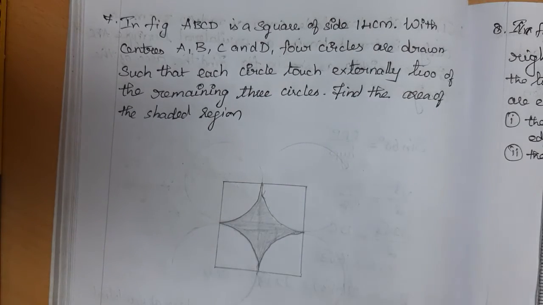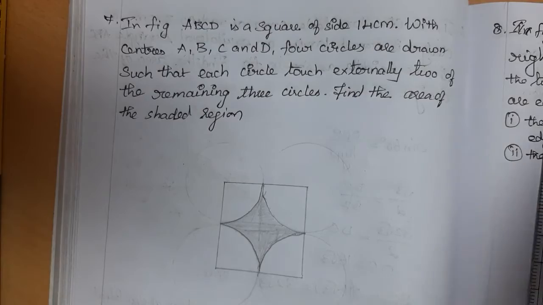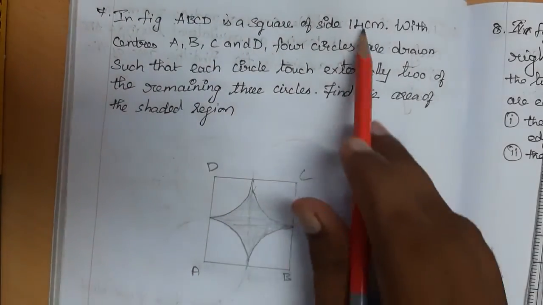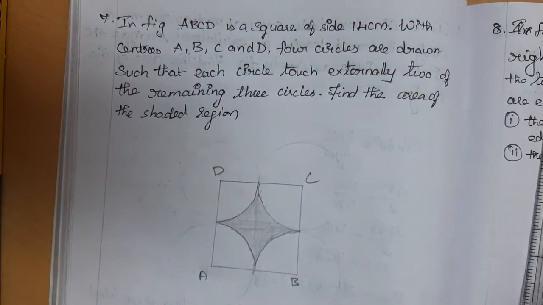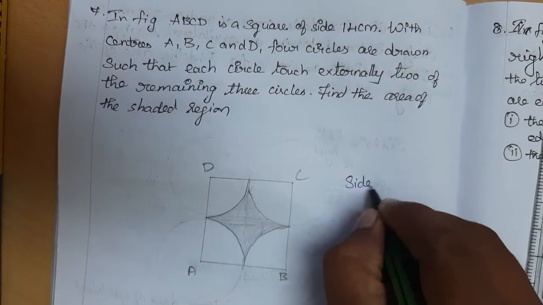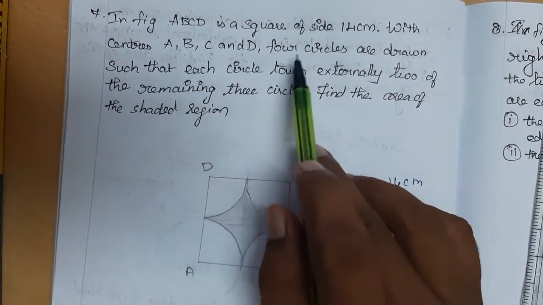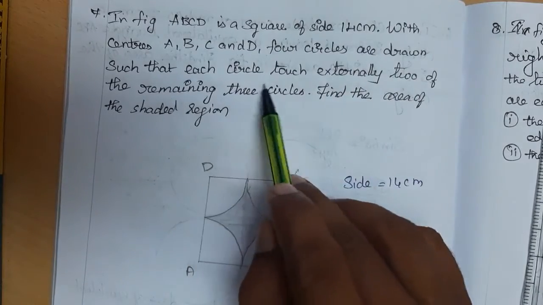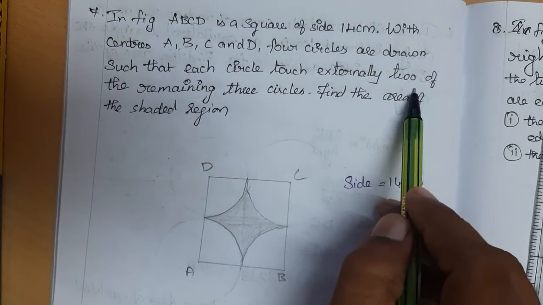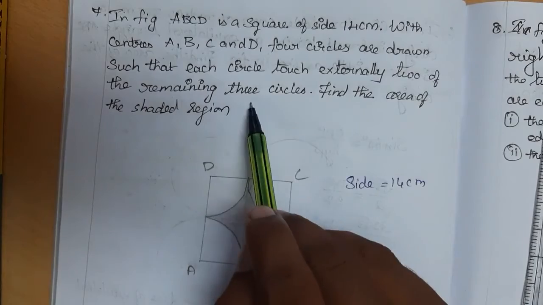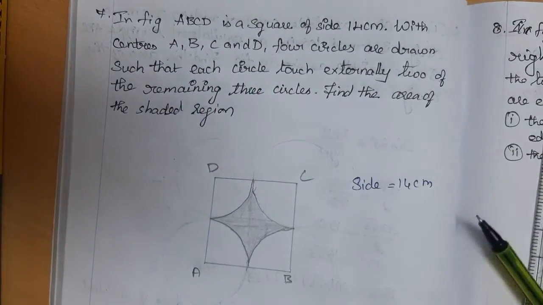So here we go for the next problem. In figure ABCD, let me name it, is a square of side 14 centimeters. So side is given 14 centimeter. With the centers A, B, C, D, the 4 circles are drawn such that each circle touches externally the remaining 3 circles. So find the area of the shaded region.